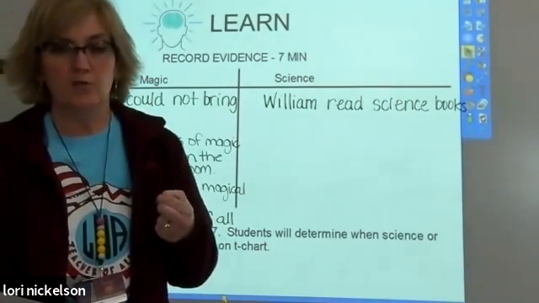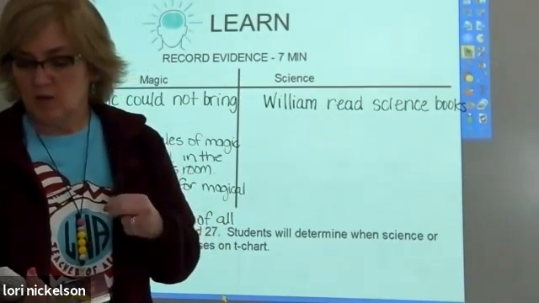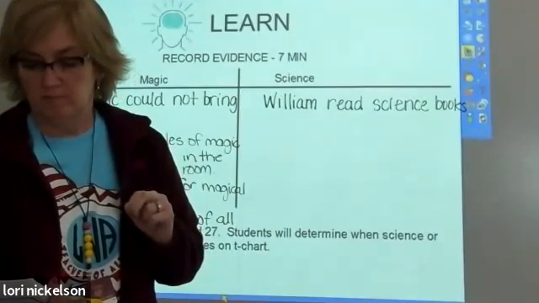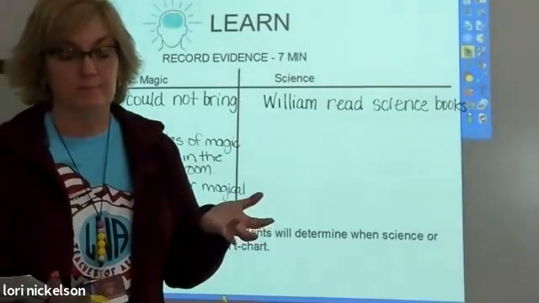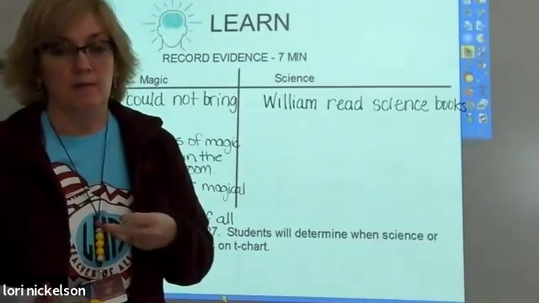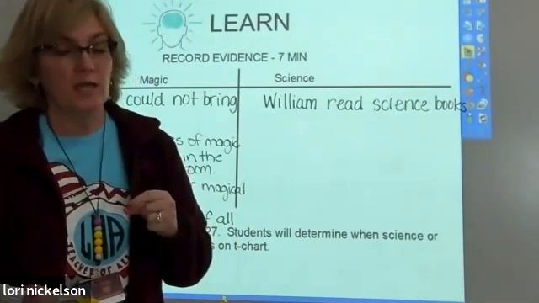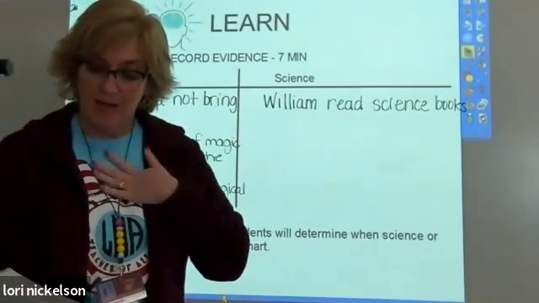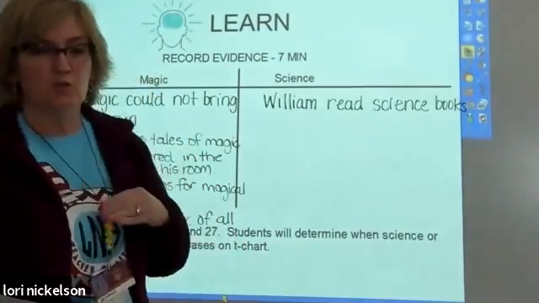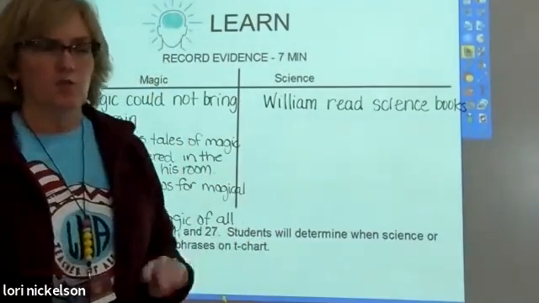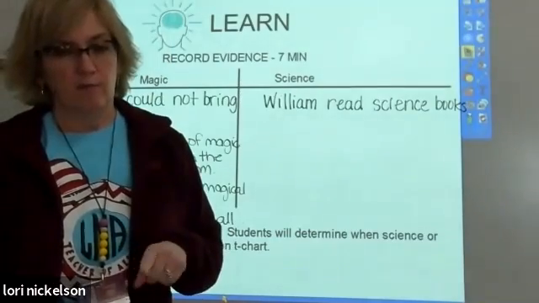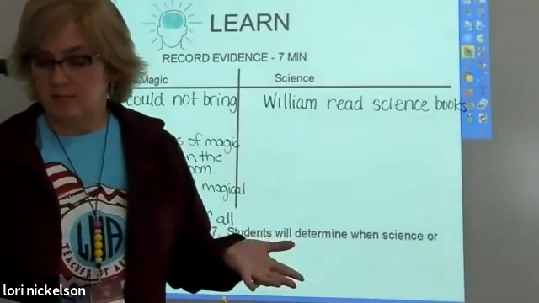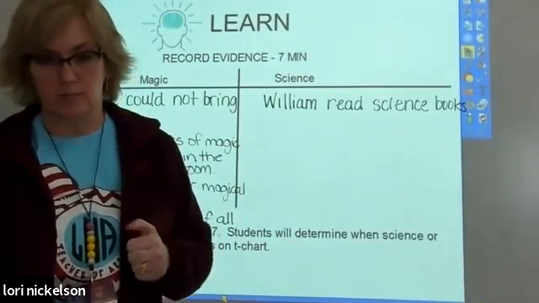I want you to write in your journals an answer to that question. Is science or magic more important to William? Why? Now I'm going to pose that question, but I'm not going to answer it because I want to see what you come up with on this one, okay? I know what I think, but I want you to use what we've got up here in the chart. I want you to think about the story that we've read, and I want you to think hard. Science or magic more important?